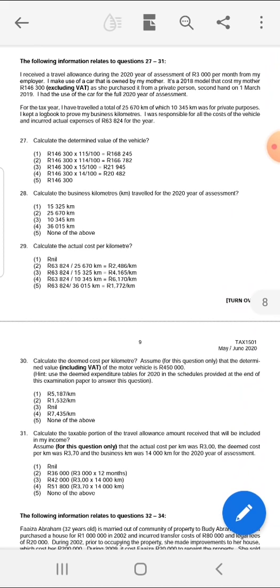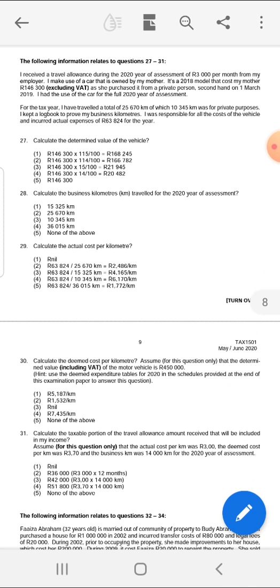I make use of a car that is owned by my mother. It's a 2018 model that cost my mother 146,300 excluding VAT. As she purchased it from a private person, second hand, on 1 March 2019, I had the use of the car for the full 2020 year of assessment.